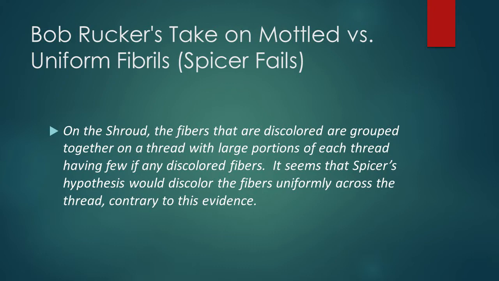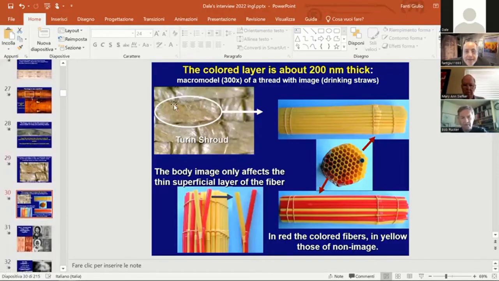So here's what Bob Rucker says on this front. Quote: "On the shroud, the fibers that are discolored are grouped together on a thread, with large portions of each thread having few, if any, discolored fibers. It seems that Spicer's hypothesis would discolor the fibers uniformly across the thread, contrary to this evidence." So it's talking about the quantity. All of the fibers would be uniformly colored, whereas on the Shroud of Turin only some of the fibers are colored, and others aren't colored at all in this mix. You can see Giulio Fanti represents this with his pictures of a colored straw versus white straws, a red straw versus a white straw, and stuff like that. So this is an interesting feature, and he's saying it's a total failure on this front. So this alone falsifies this theory.